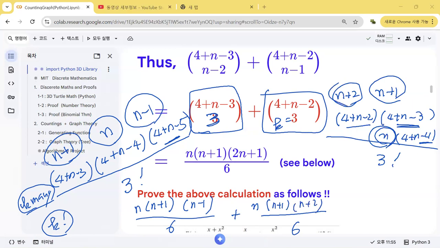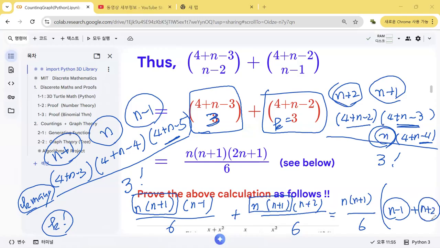And then look at this. Those values are common. So this one is over 6, n times (n plus 1) is a common value. And the next one is n minus 1 plus n plus 2. Okay. So then there are 2n, so this is 2n, and this is plus 1. Finally, the sum of those two is n(n plus 1)(2n plus 1) divided by 6.